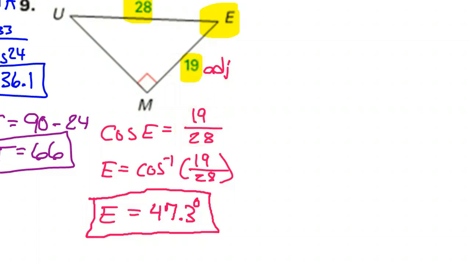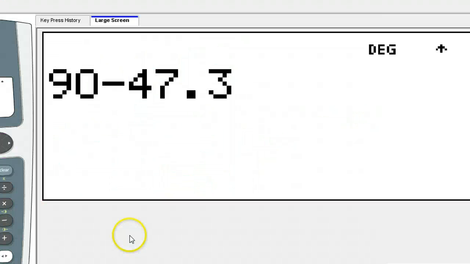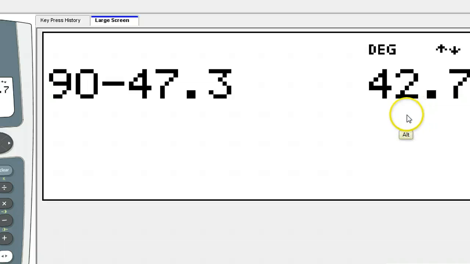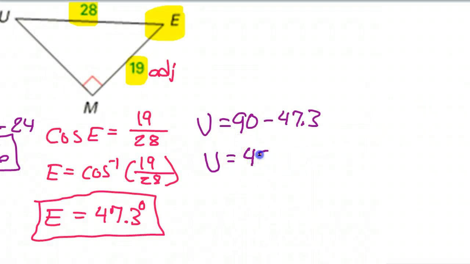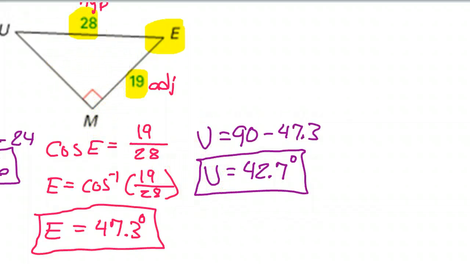So we might as well find the other angle now because it's so easy. If I want to find angle U, angle U will simply be 90 minus the other acute angle. So 90 minus 47.3. What's 42.7 degrees? Don't forget your degree symbol or you will be docked. So we found the two missing angles.